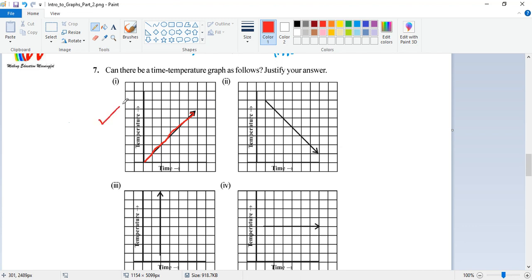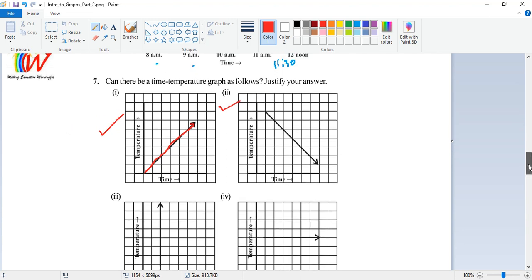Okay. Then as time increases, the temperature decreases. Is it possible? That is also possible, right? You can keep something in your fridge. Slowly the time increases, the temperature decreases, right? As time goes on, the chillness increases, right? That means the temperature is going down and down. So this is also a possibility.